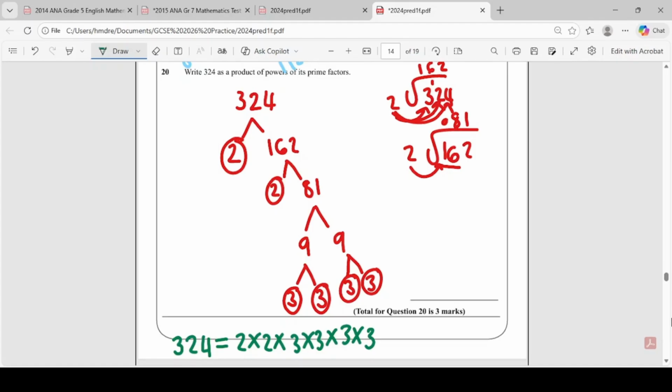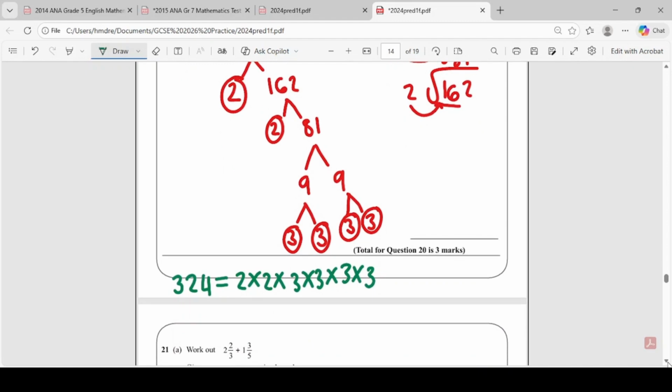That would be if they asked you for a product of prime factors, but here they say product of the powers of prime factors. All that means is they just want you to simplify it a bit. So 324 is, how many 2's are there? There's 2 2's. How many 3's are there? There's 4 3's. They want the powers there.